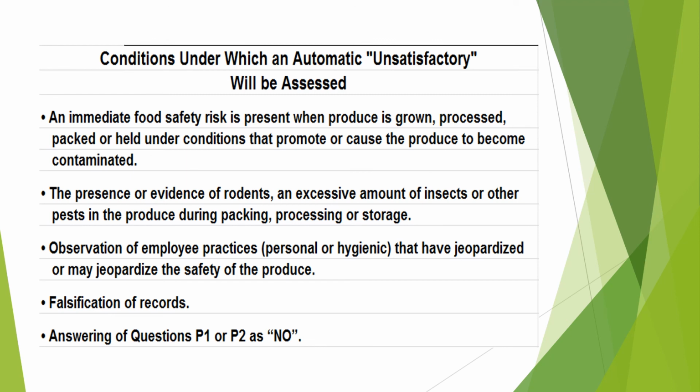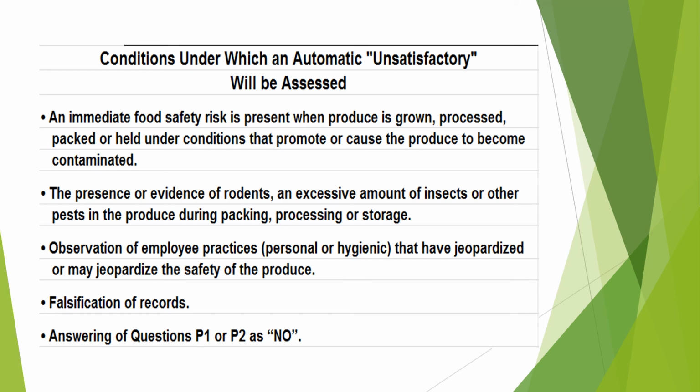Regardless of whether farmers pass or fail an audit, they will be billed by the inspectors. If an unsatisfactory is assessed during your audit, the auditor will leave and you will still be billed for the audit visit. The auditor will not return to reassess your farm unless your prior bill is paid. We have provided some conditions under which an automatic unsatisfactory could be assessed.